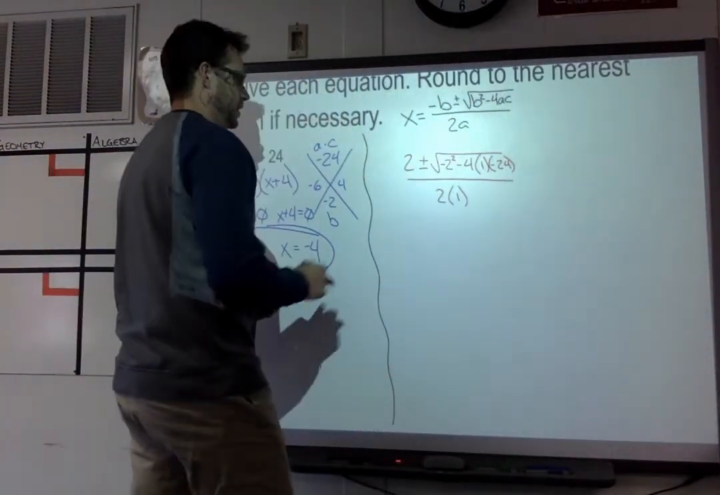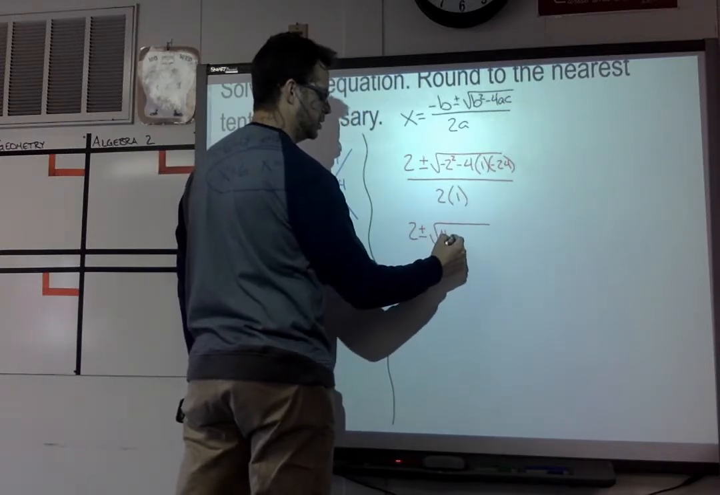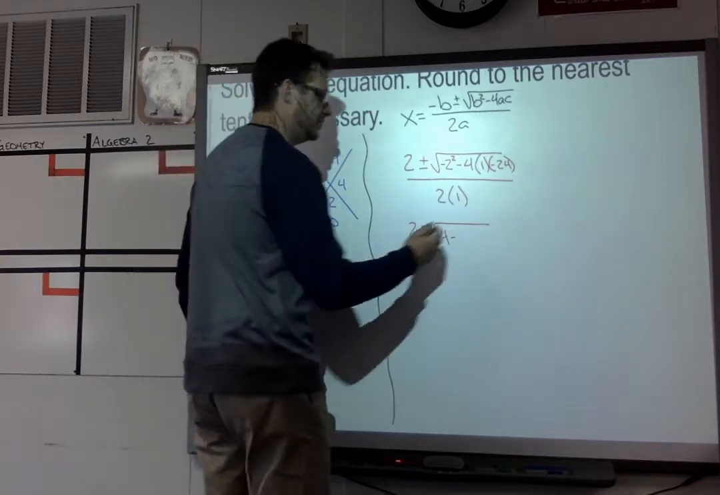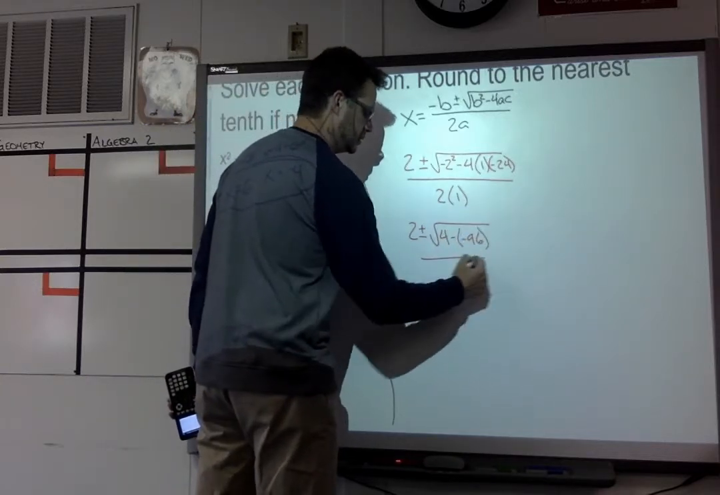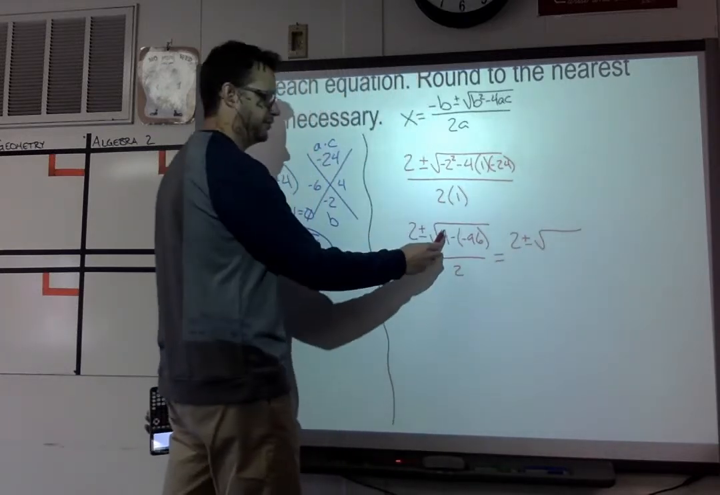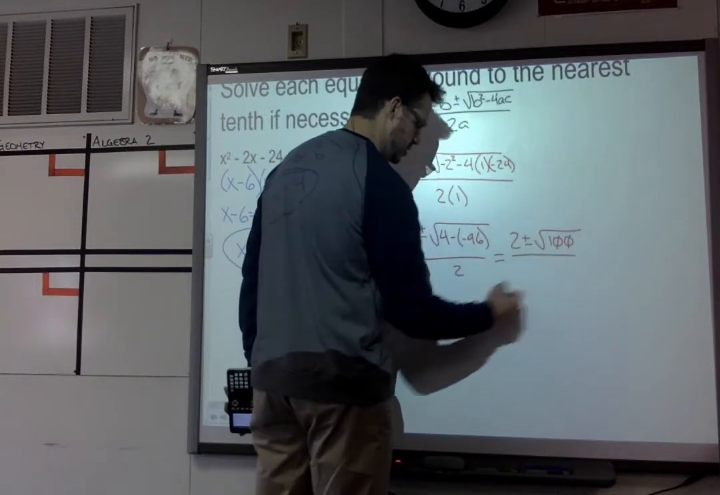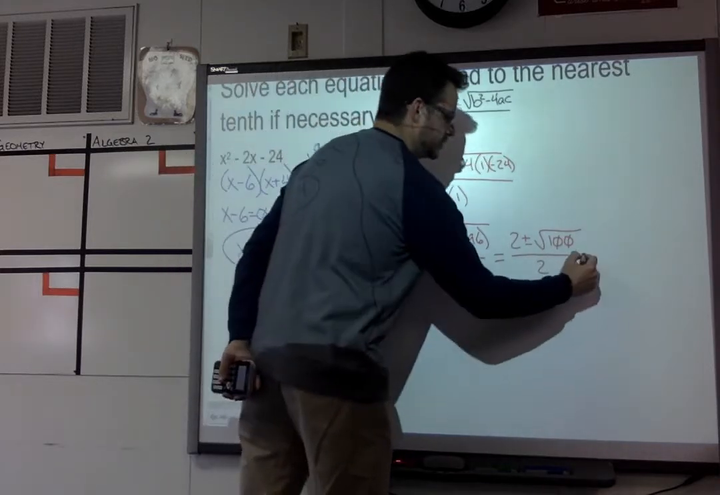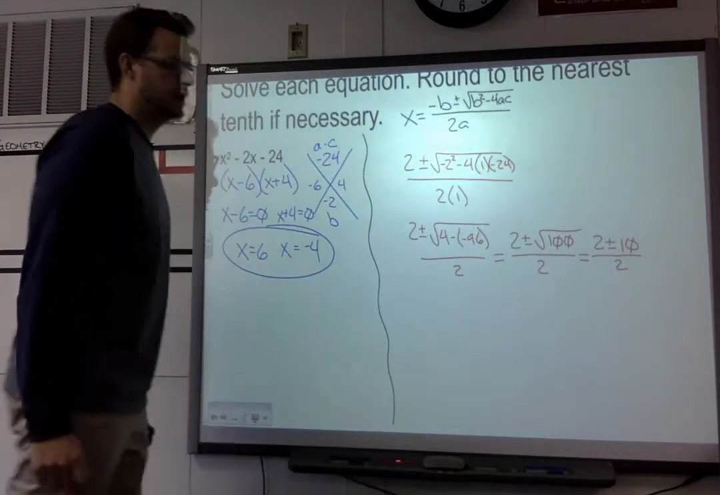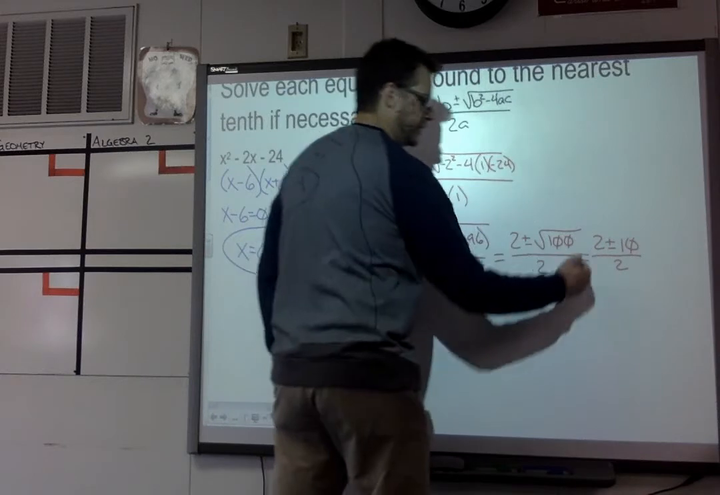Now, if I go through and solve this, I get 2 plus or minus the square root of 4 minus 4 times negative 24, which gives me negative 96, all over 2. Now this will simplify to 2 plus or minus the square root of 4 minus negative 96. 4 plus 96 is 100, all over 2. So this will become 2 plus or minus 10 over 2. Now I've got a few different ways that I could go from here. I could split this into two equations.